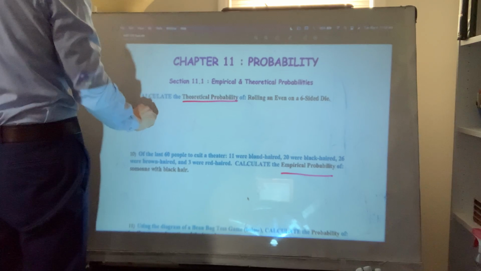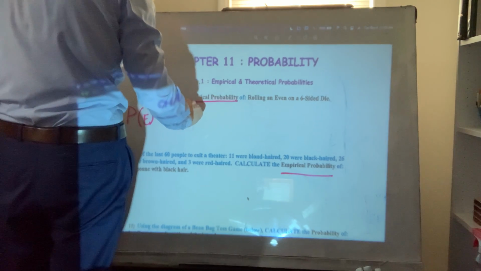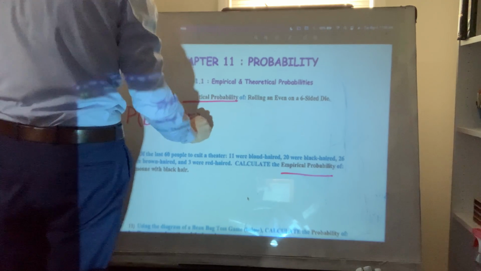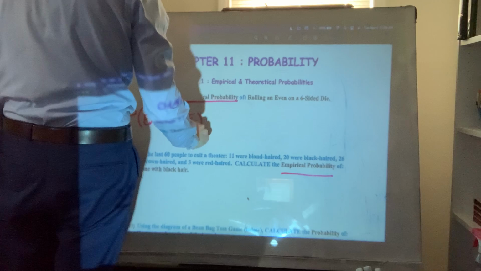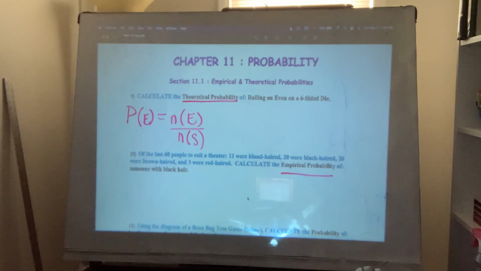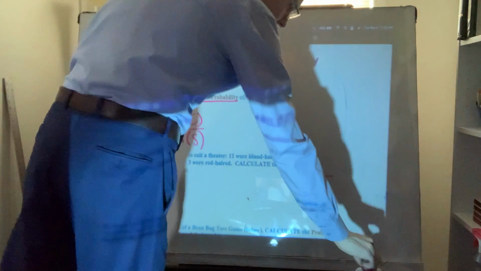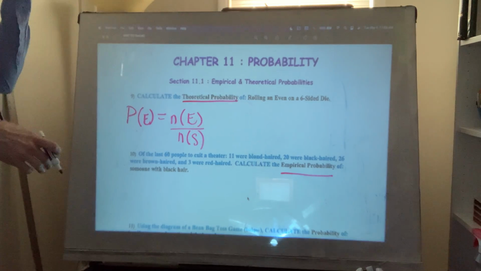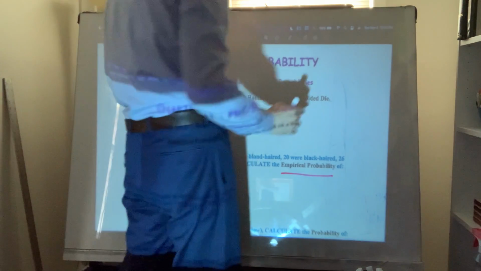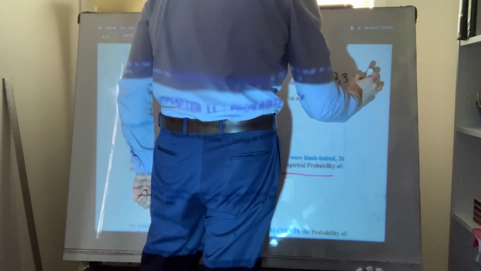Anyhow, the formula for theoretical probability is this. Probability of some event is equal to the number of outcomes favorable to the event, all right, over the number of outcomes in the set. Right? So if we're talking about an even, right, we could adapt this basic formula here. All right. Let me establish the set. Of the 6-sided die, what's the set? It's 1, 2, 3, 4, 5, 6.